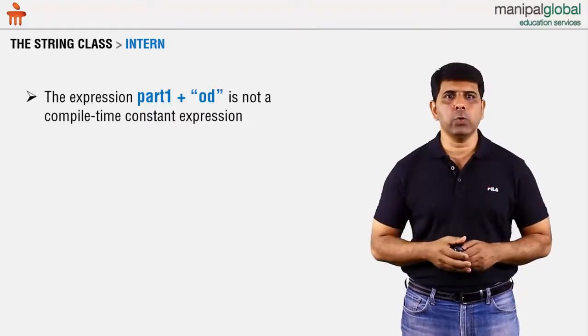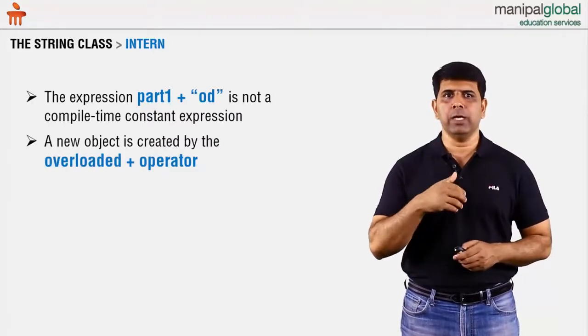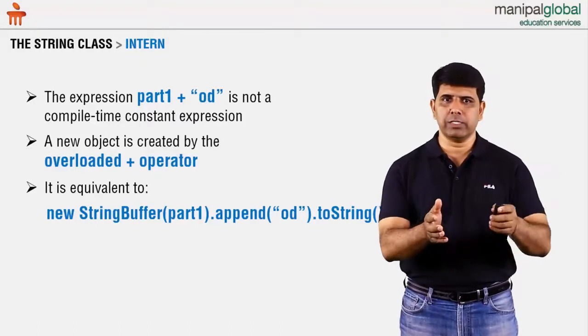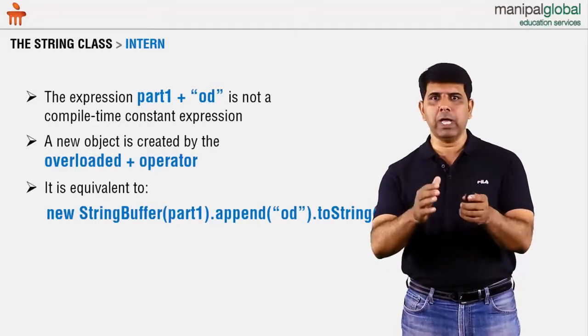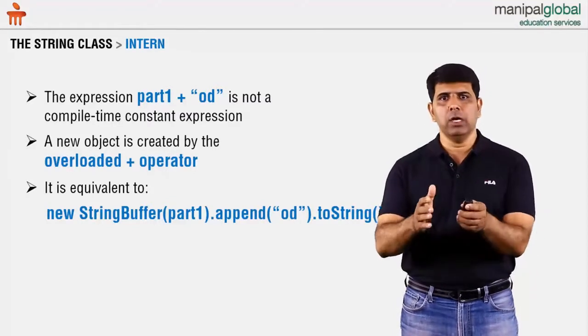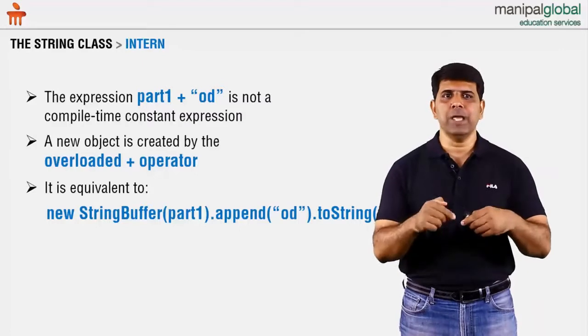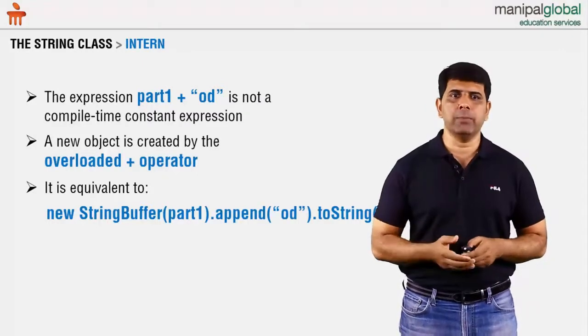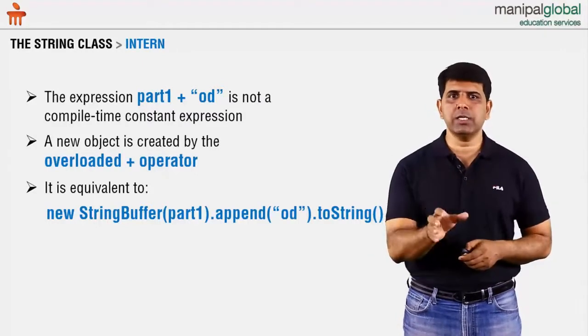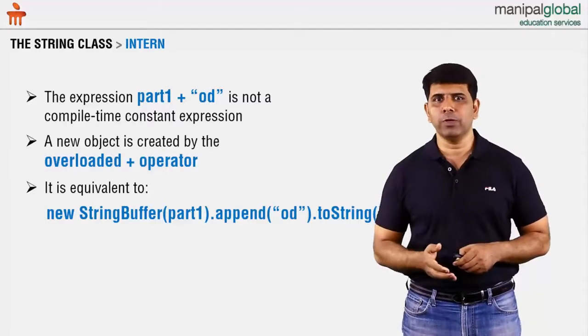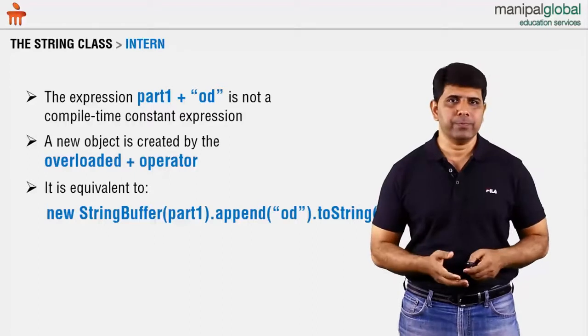This is also equivalent to something like this: new StringBuffer of part1, so that's going to be a dynamic string. To that "od" is added and then converted into a string. Why are all these things happening? That's the job of the overloaded plus operator. So because there is a new string object over here, name1 and name4 are different.